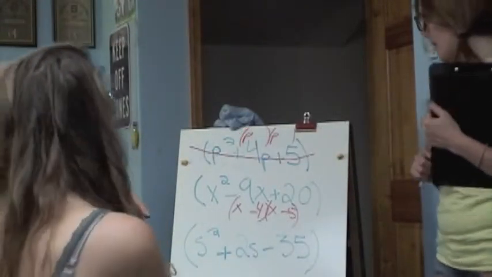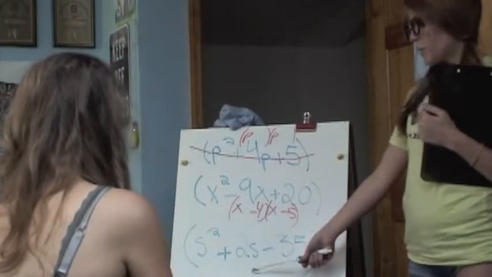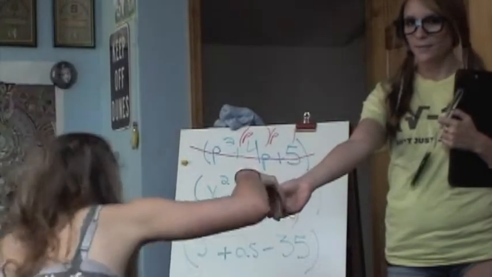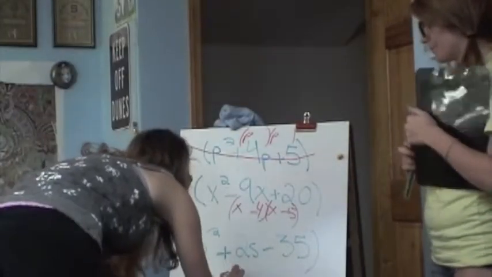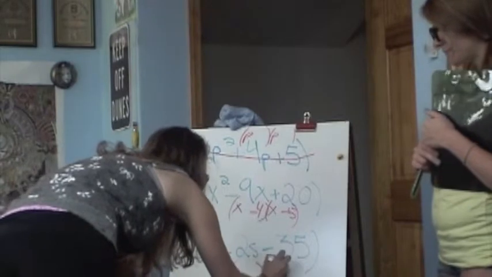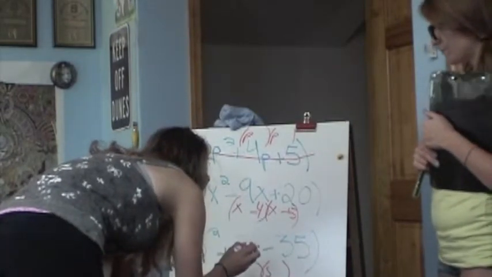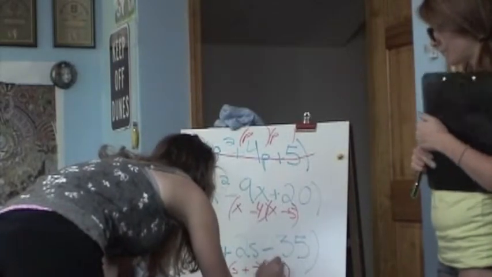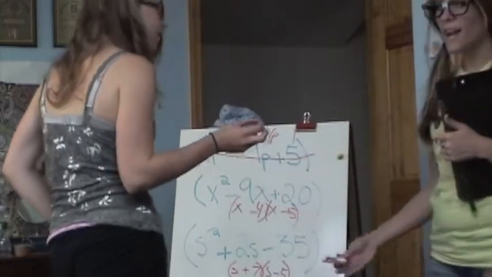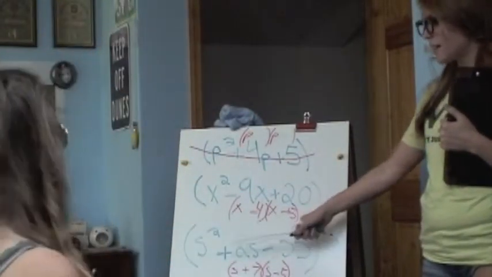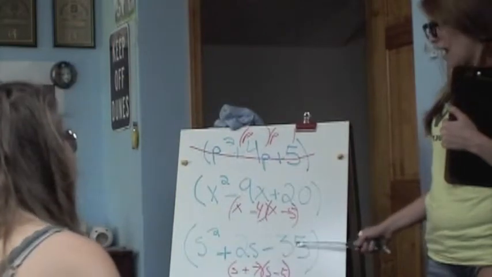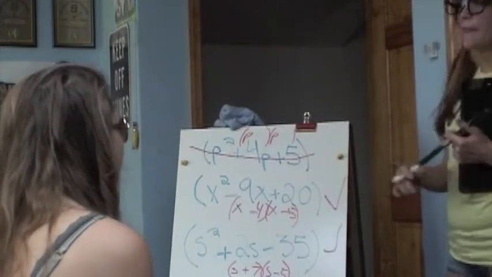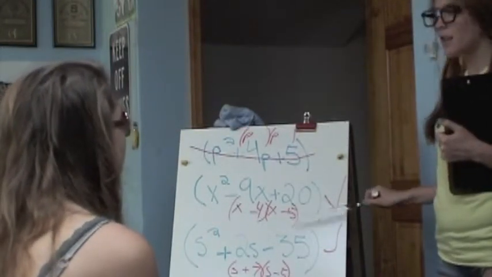The last equation, s squared plus 2s minus 35. s and s. Is that right? That is correct. The two factors of s squared plus 2s minus 35 are s plus 7 and s minus 5. Therefore, the first equation was not factorable, while the following two are.